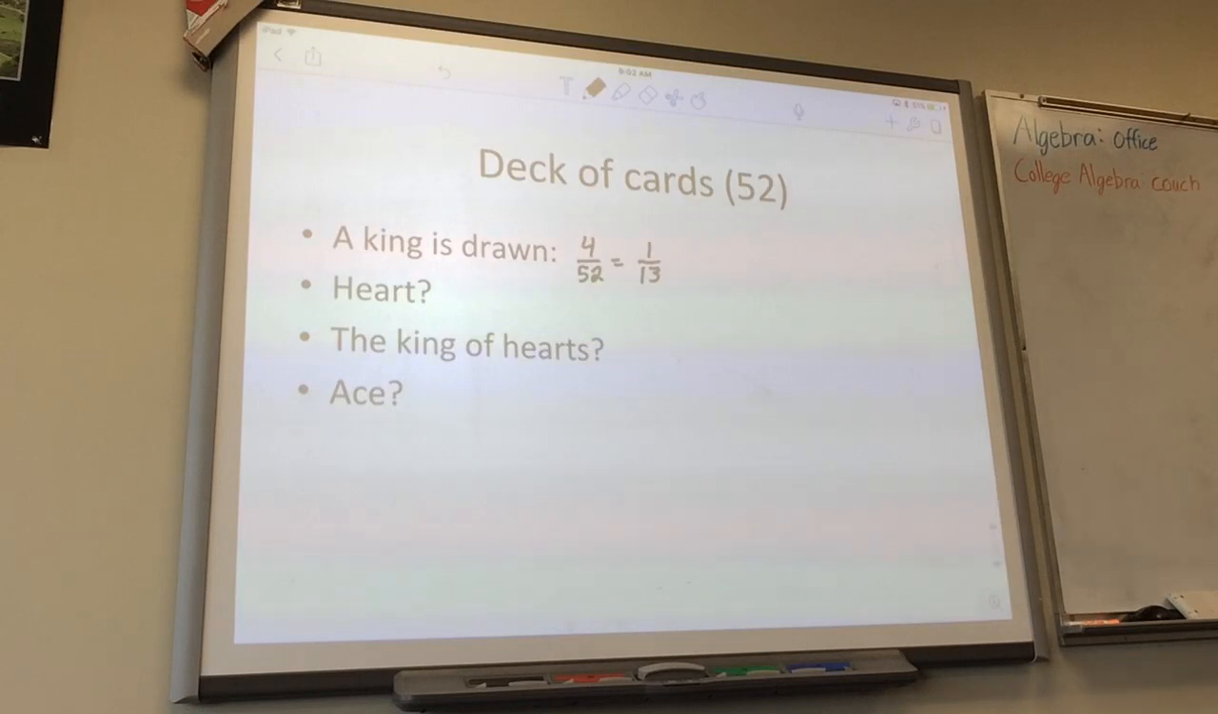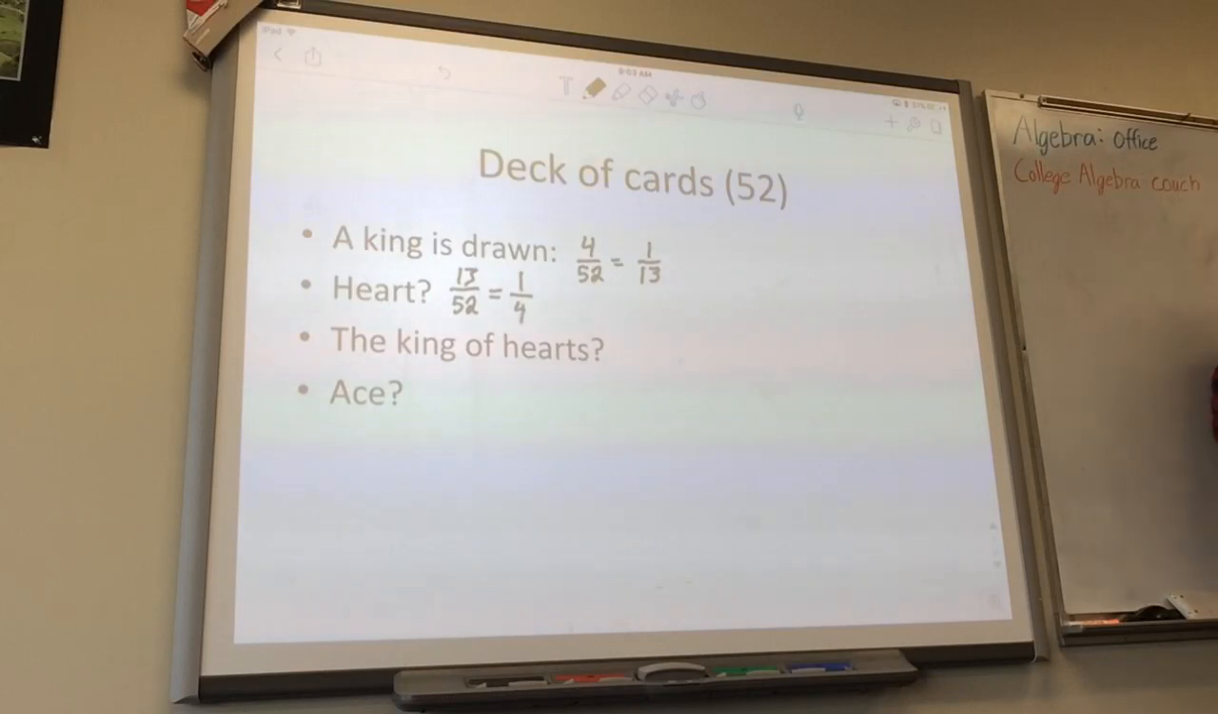What about Olivia? Did you get a heart? No way. All right, so what are the odds that she just drew a heart? 1/4. No. 12 out of 52? There are 13 hearts. So, 13 out of 52, which simplifies to 1/4. Okay, we've got 2 for 2.